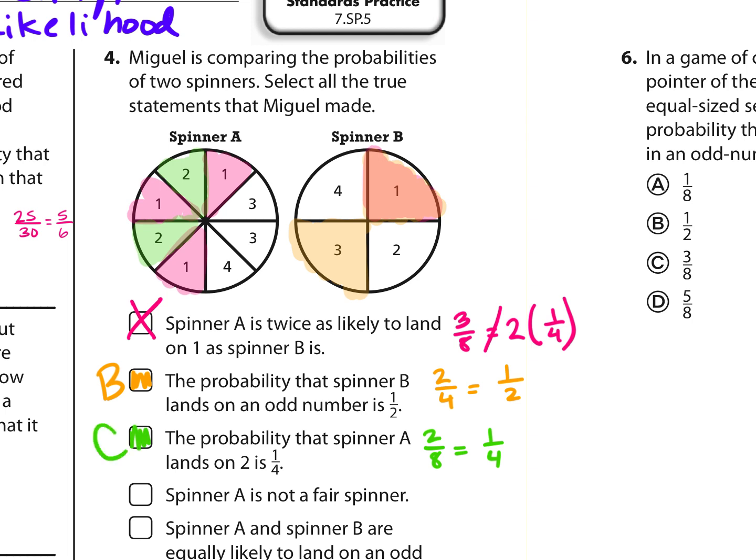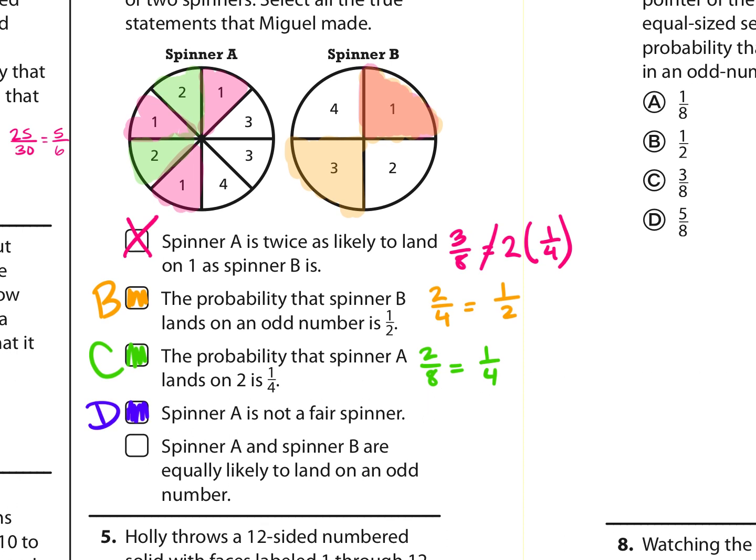The next is spinner A is not a fair spinner. Well, without even going further and looking at the other numbers on spinner A, we see that 1 occurred in 3 sections and 2 occurred in 2 sections, and you could actually further see that 4 occurred in only 1 section. So that is correct. It is not a fair spinner. It's not got an equal number of sections per number.